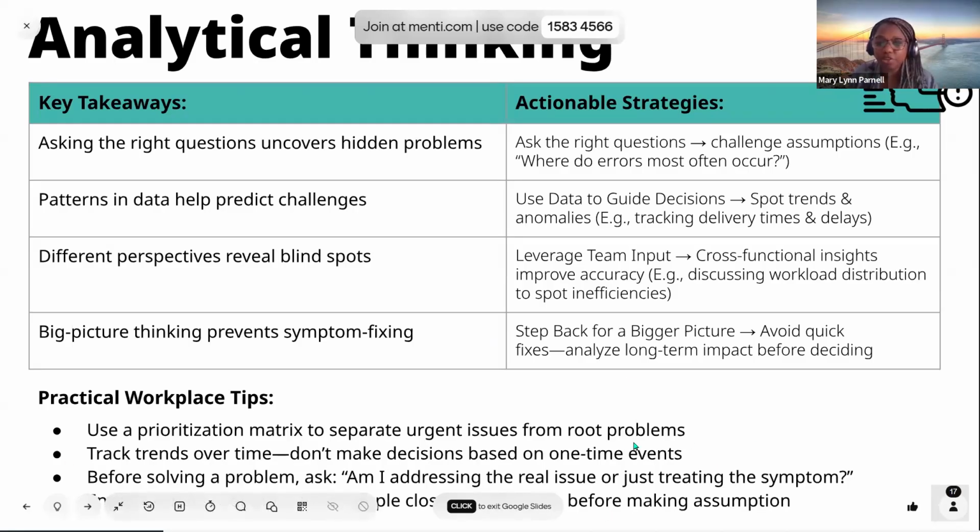This is very much a data-driven analysis that we do. And then before solving a problem, always asking the question, am I addressing the real issue or just treating the symptom? And then really engaging others. This is the collaboration piece of it. How can we leverage all the information and the resources around us to be able to not make assumptions, to be able to make some really sound decisions? So collaborating for input, very important. All right.